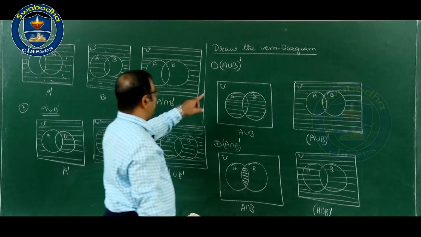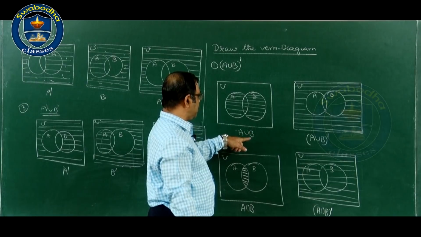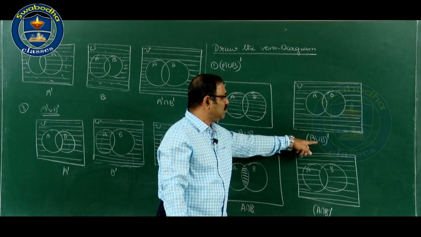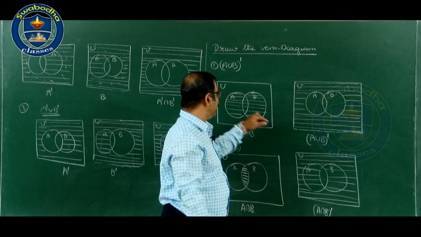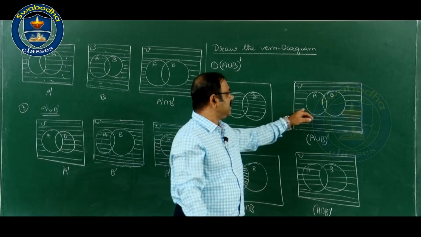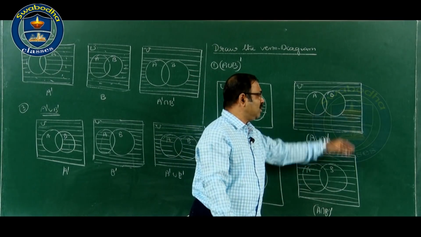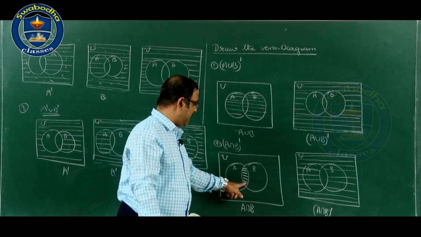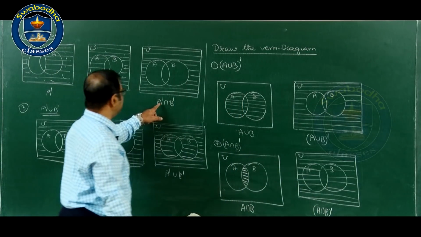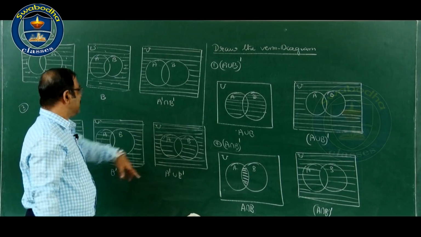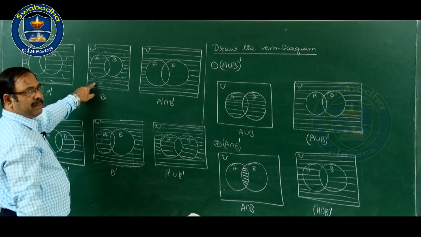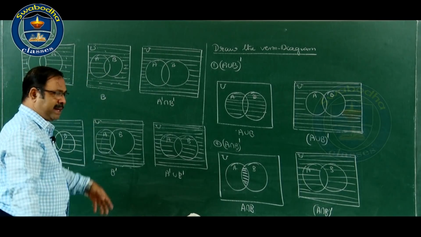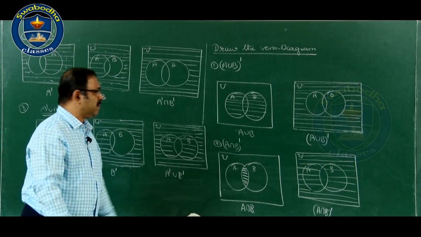So first I have drawn A union B complement. I have just represented A union B complement by using this Venn diagram. So first write A union B. Next write A union B complement. Next we write A intersection B. So A intersection B complement. Then write A complement intersection B complement. So first write A complement. Then write B complement. Next write A complement and B complement. Repeat it. Then write A complement union B complement.